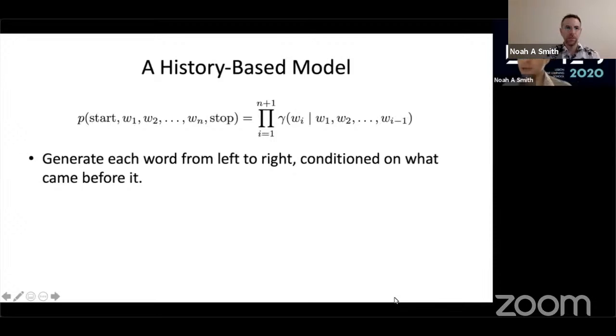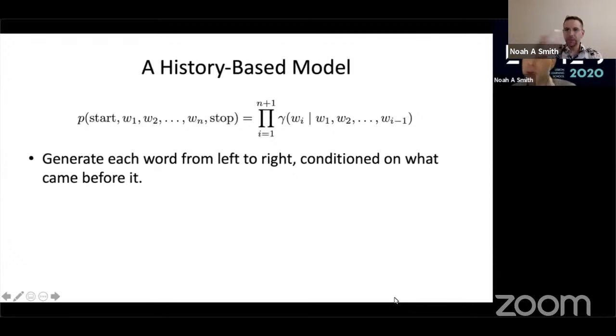Without loss of generality, the probability at position i will be denoted by gamma of Wi given W1 up through Wi minus 1, and implicitly the start symbol is also over there on the right side of the conditional bar. We're not making any assumptions here. This is not an approximation. This is always going to be true for any joint distribution because of the chain rule.